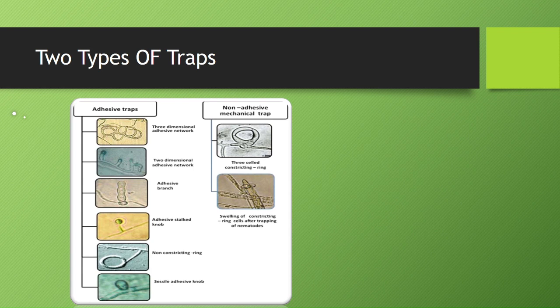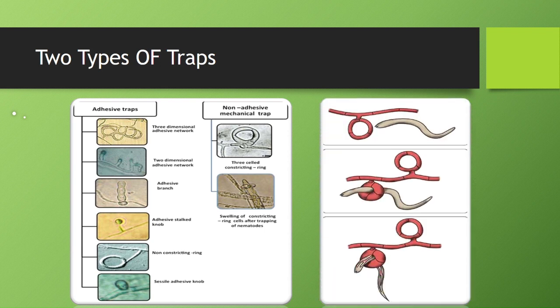Of the adhesive traps, there are the following types. Some adhesive traps form three-dimensional adhesive networks, and some form two-dimensional adhesive networks. Some form adhesive branches, some form adhesive stalks or knobs, some form non-constricting rings, some form sessile adhesive knobs. And in the case of non-adhesive mechanical traps, a three-celled constricting ring is formed.